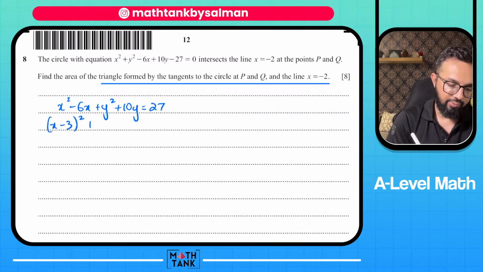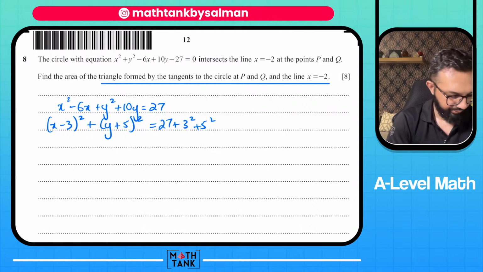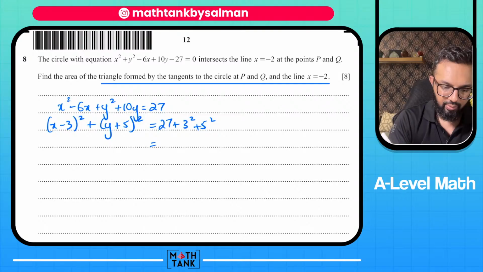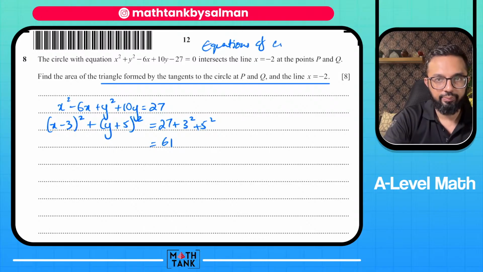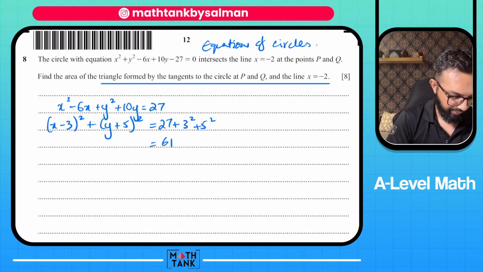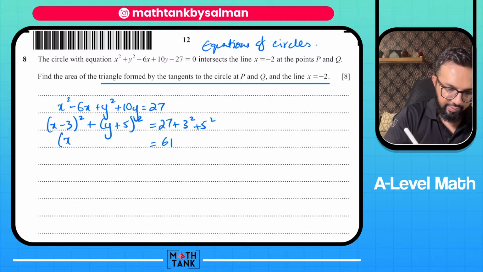x minus 3 whole square, y plus 5 whole square equals 27 plus 3 square plus 5 square. I think that's 61. This is equations of circles. I'm solving a past paper, by the way. So that's the center of the circle.